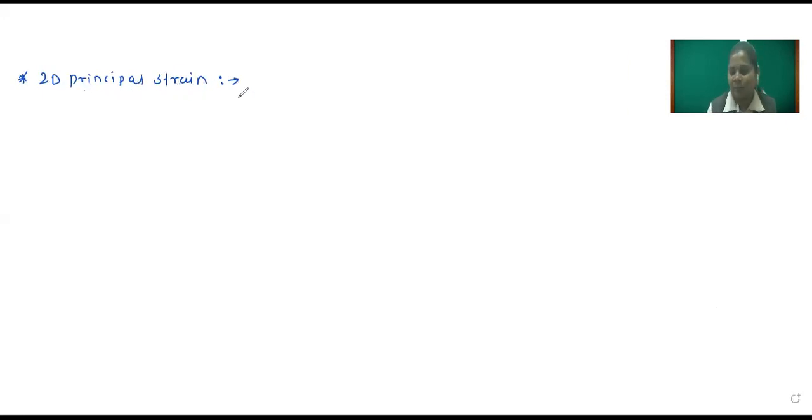Same. The normal strain acting on the plane on which there will be zero shear strain.